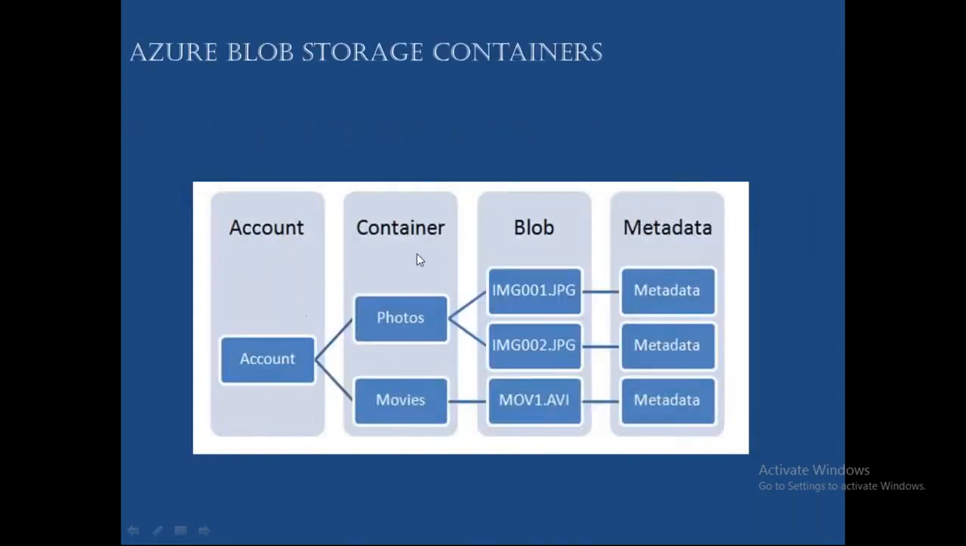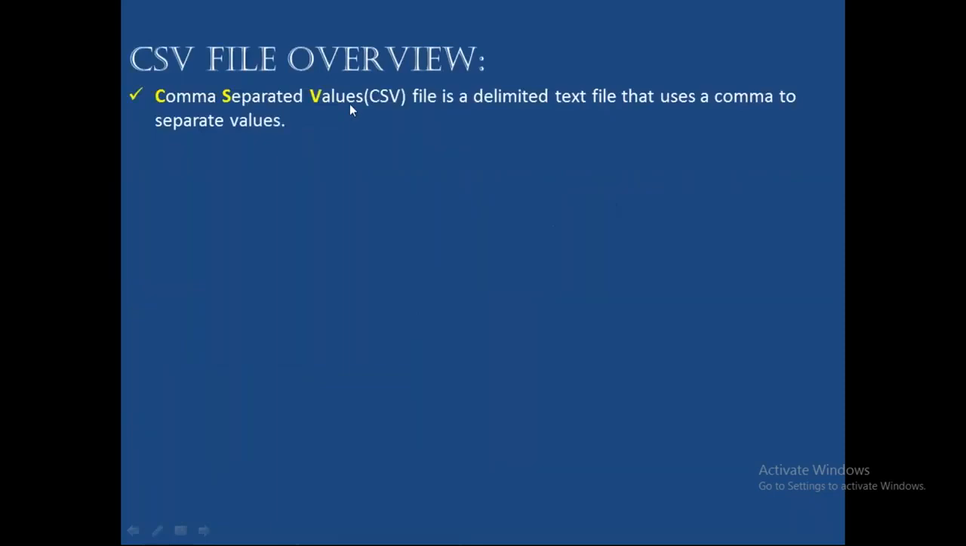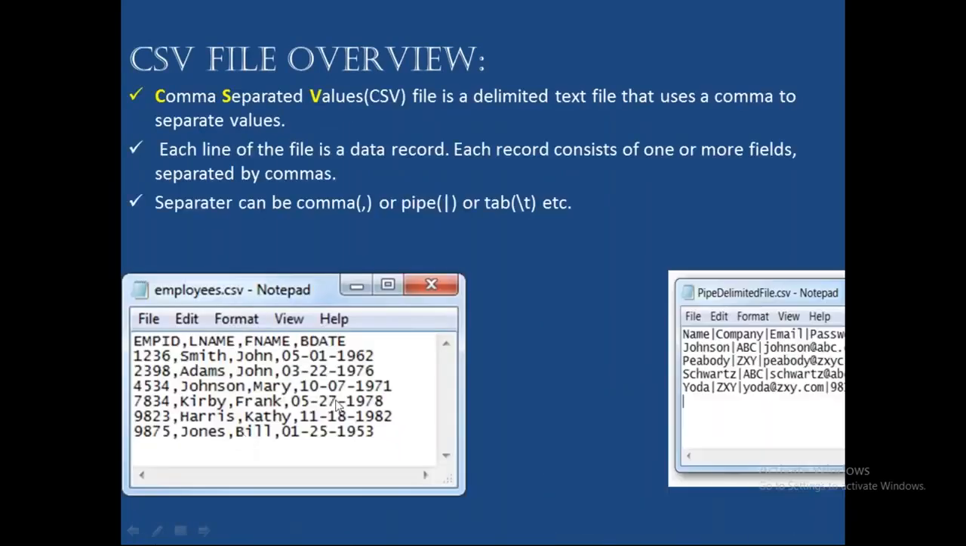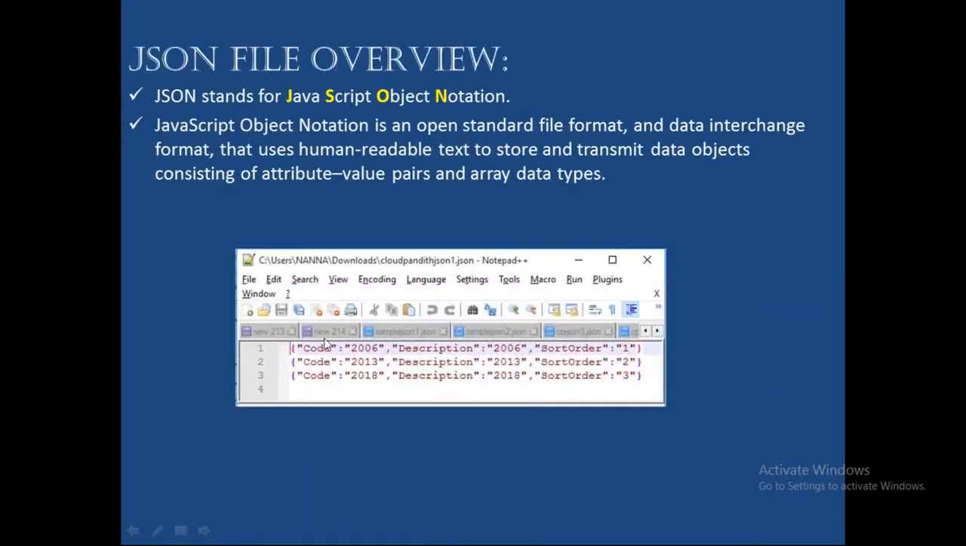Let's see, we know in a storage account, we will have containers. Inside a container, we will upload the blobs. Where this blob is stored, that particular information we will have in metadata. Okay, so CSV file overview, we know all values will be separated with comma or pipe, or it can be tab or anything else. Next, JSON file overview, we know. So a JSON file is nothing but key and value pairs, key and value pair, key and value pair.